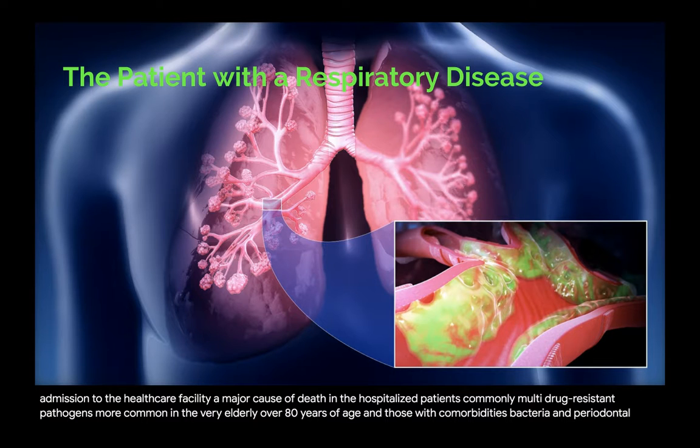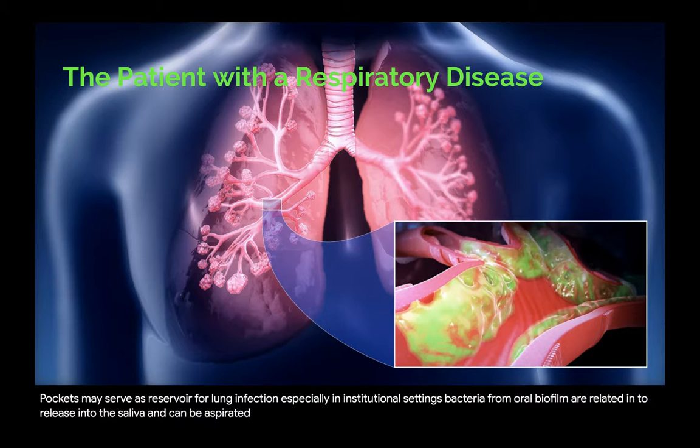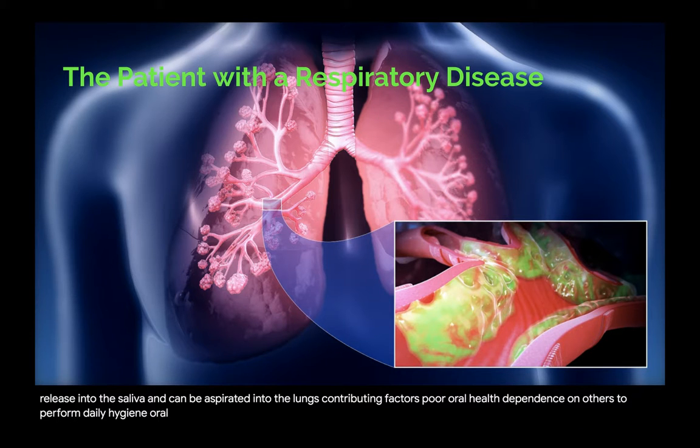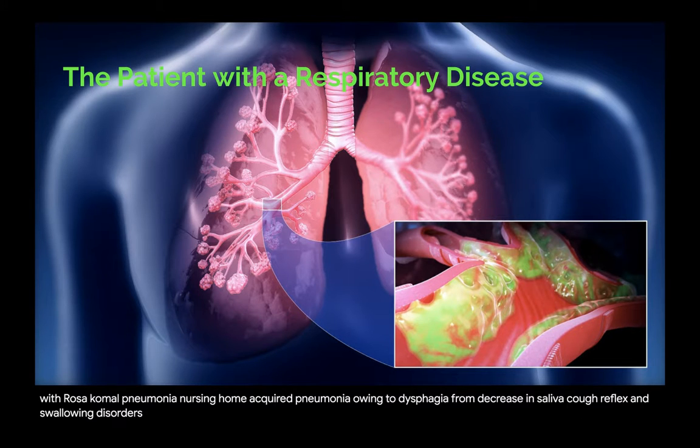Bacteria in periodontal pockets may serve as a reservoir for lung infection, especially in institutional settings. Bacteria from oral biofilm are released into the saliva and can be aspirated into the lungs. Contributing factors: poor oral health, dependence on others to perform daily hygiene, oral colonization of periodontal and respiratory pathogens influenced by periodontitis are associated with nosocomial pneumonia. Nursing home acquired pneumonia, owing to dysphagia from decrease in saliva, cough reflex, and swallowing disorders. Aspiration of saliva can be the main route of bacteria into the lungs and may lead to aspiration pneumonia.